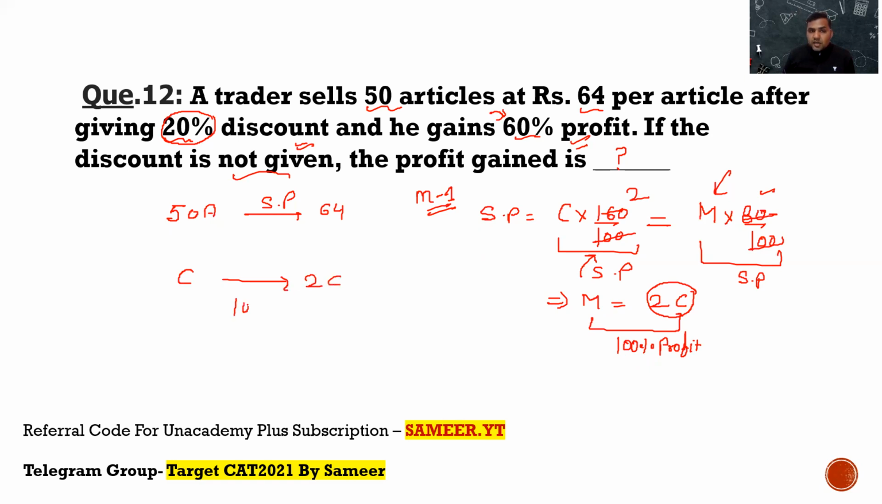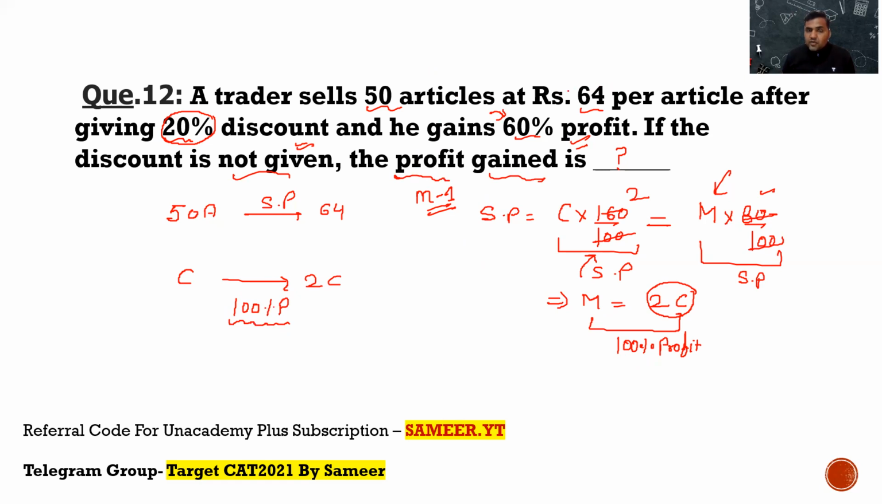So this tells me a profit of 100%. So this is a 100% profit, right? Now, what I'm supposed to find out is not the profit percentage. I'm supposed to find out the profit gain. That means in terms of amount, I'm supposed to answer.